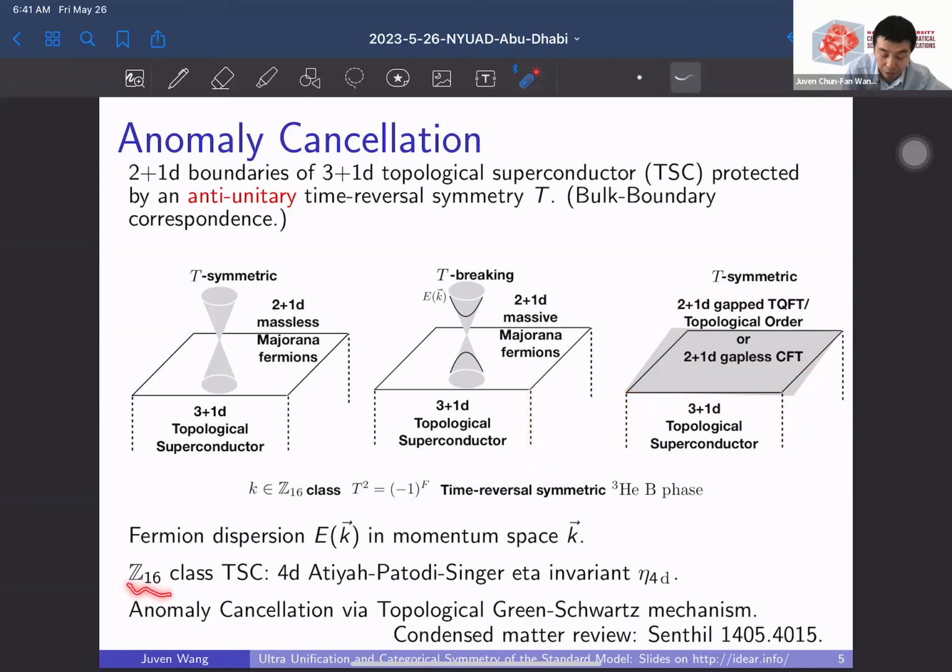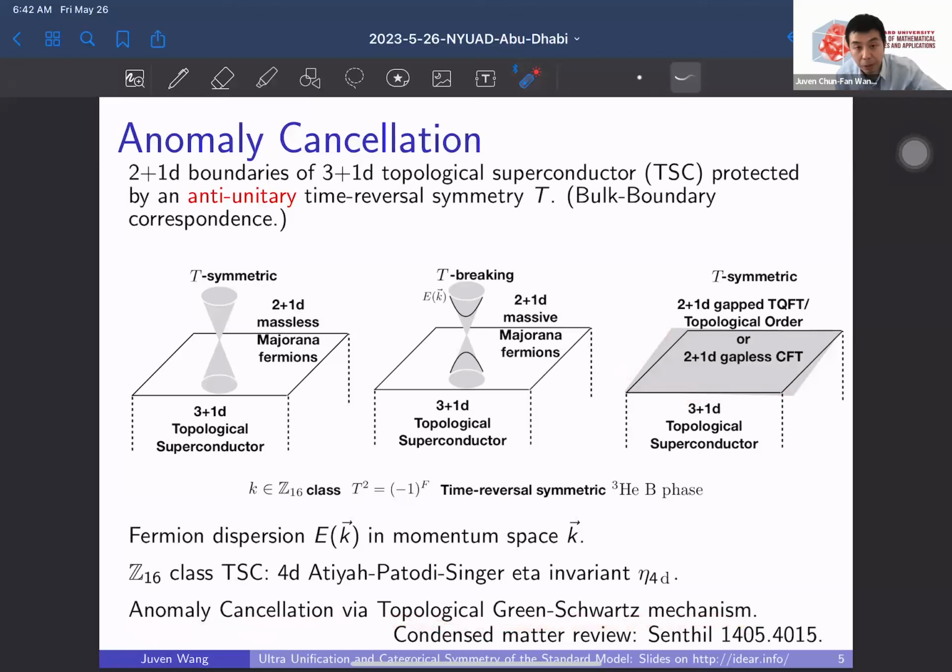So one particular example is known as the Z16 class, and this Z16 class topological superconductor is realized, for example, in helium-3B phases, and it's also written mathematically as the 4D Atiyah-Patodi-Singer eta invariant. And this anomaly cancellation involving this TQFT sector, some people call it the topological version of the Green-Schwarz mechanism. So we are going to go one dimension higher, which means we are going to do the 4+1D theory, a 4+1D bulk, where the boundary is 3+1D, which presumably has something involving the standard model.